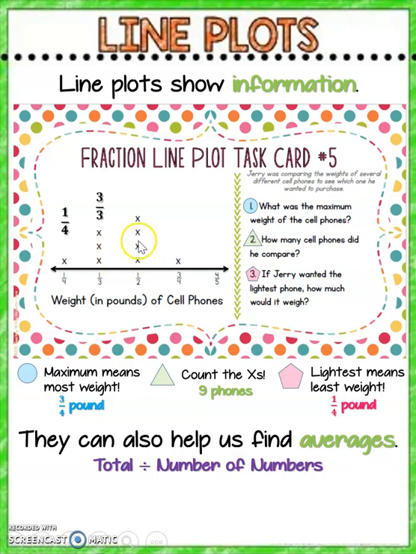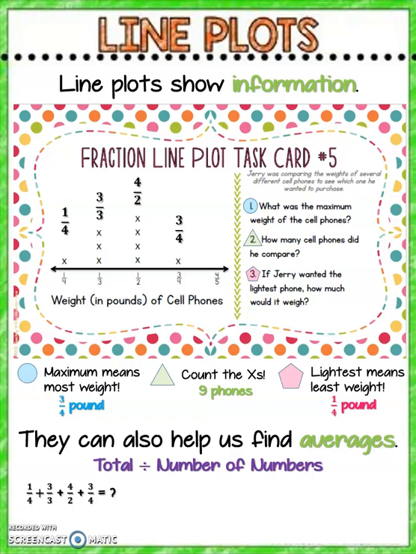I have 1, 2, 3, 4 cell phones that each weigh 1/2 a pound, so I would do 4 times 1/2 or 4 halves. And finally, I have one more cell phone in the 3/4 category, so I have 3/4 of a pound. So now I can use my mini totals to find my full total. 1/4 plus 3/3 plus 4 halves plus 3/4 will give you my total.